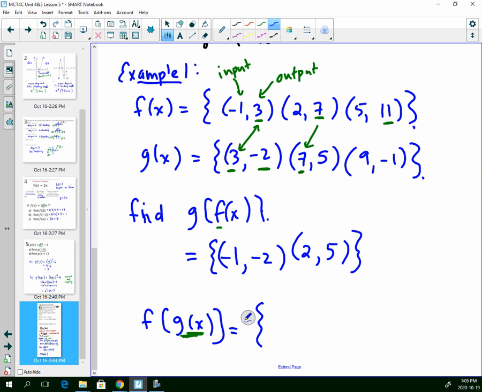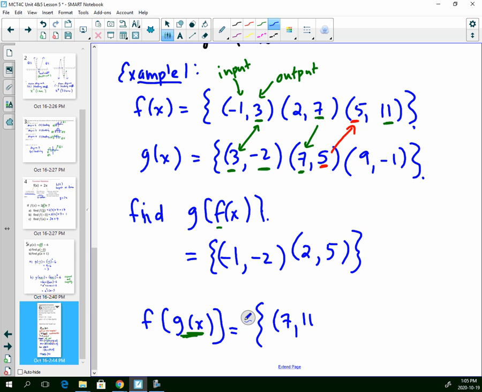So we start with the first point. The first point is 3, the output is -2. I look for a -2 in f of x, and there are no points that start with -2, so I can't use that. So I go to the next point, 7, 5. So starting with 7, the output is 5, and that matches with a point there, so I can use that.